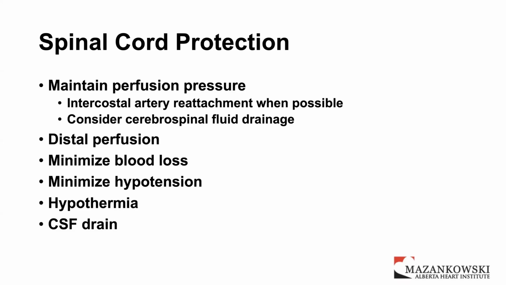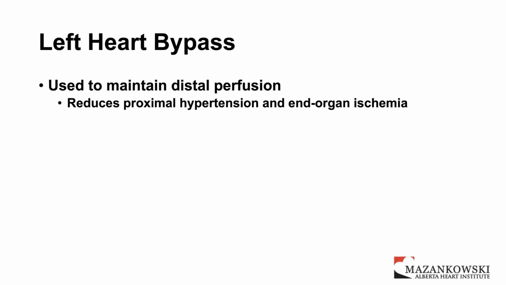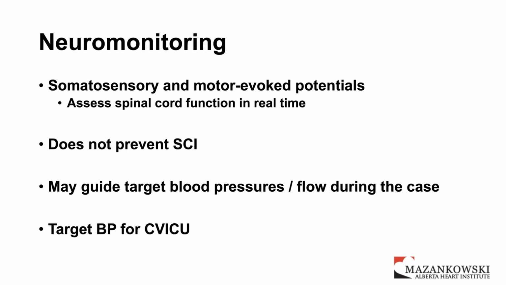If I'm not going below T6, I will not put a CSF drain in. If I'm going right down to the diaphragm, I don't routinely, but I will ask myself, is there anything in particular about this patient that makes me want to put a CSF drain in? Any infrarenal or any abdominal aortic work, absolutely. If they have an absent or an occluded internal iliac artery or arteries, they also will get a CSF drain. So left heart bypass allows you to maintain distal perfusion. It reduces proximal hypertension and potentially endocrine ischemia.